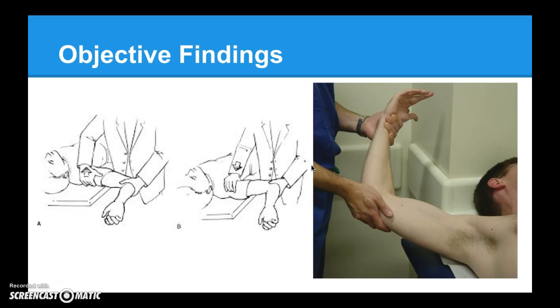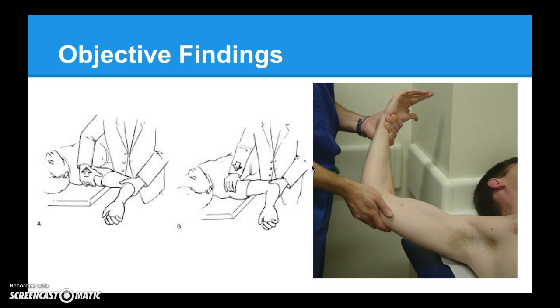Pictured on the left side of this slide is the apprehension relocation test, in which the patient is supine and the therapist passively externally rotates the arm and watches for the patient to become apprehensive. And if they do, the therapist then adds an anterior to posterior force to the shoulder joint and looks for relief of these apprehensive symptoms. This is considered a positive test.